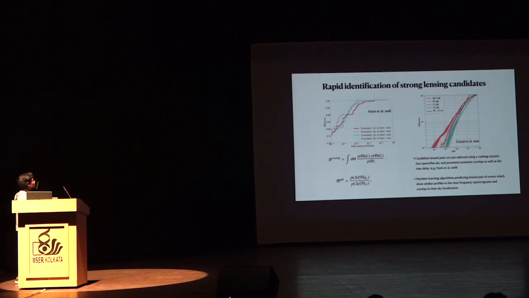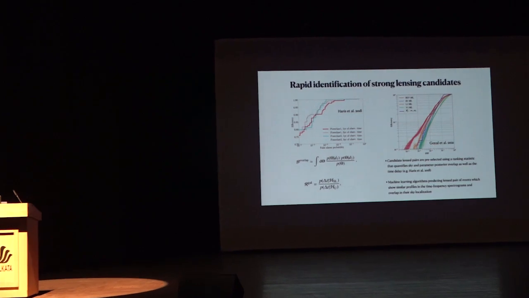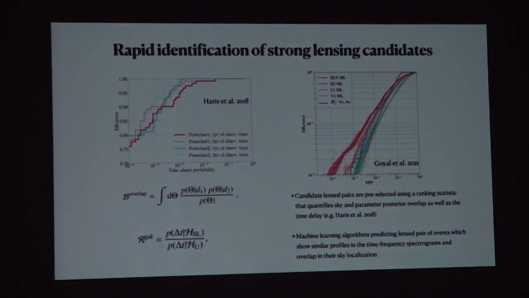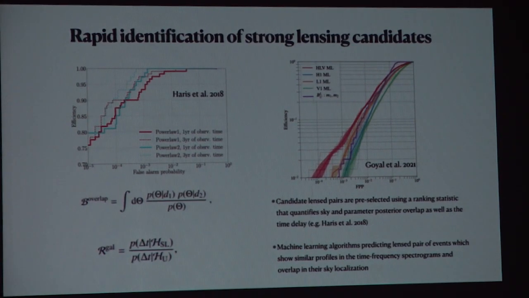2018, in which the main thing that they are proposing is that, given a pair of events which are going to be strongly lensed, some of their parameters will be similar. So if you are looking at the posterior distribution of these parameters, then we expect them to have overlap for a true pair of lensed events, and this is captured in this B overlap factor.